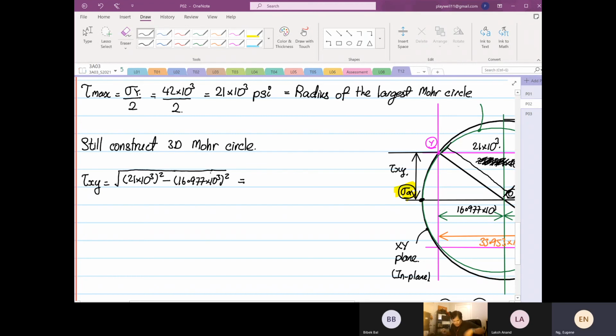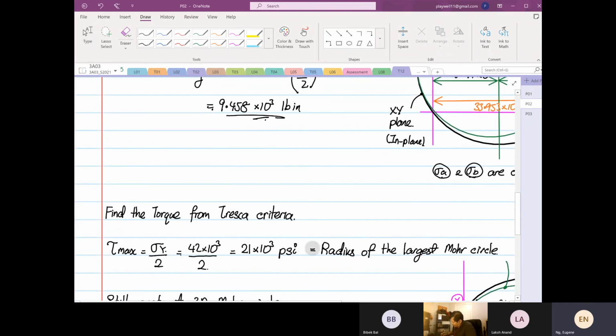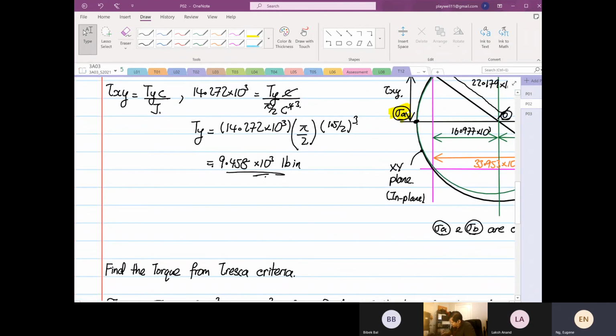Right. So this will become 21 to the power 3 squared minus 16.977 to the power 3 squared. That's good. So it becomes 12.36, okay, 12.36 times 10 to the power 3 psi, right? And then we're going to apply the same formula over here, right? Exactly the same formula over here, right?